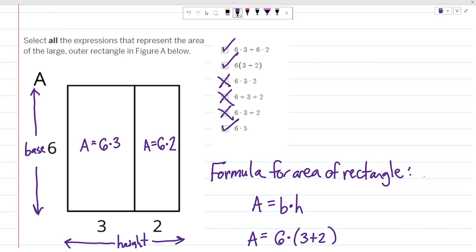You might notice that all of these expressions that we selected evaluate to 30. None of the other ones do, because 6 times 3 times 2 would be like 18 times 2, which is 36. 6 plus 3 plus 2, what's that going to be? That's only 11. And then 6 times 3 plus 2, that would be like 18 plus 2, which is 20. So those incorrect ones, we can feel confident that they're not right because they don't even evaluate to the correct thing.